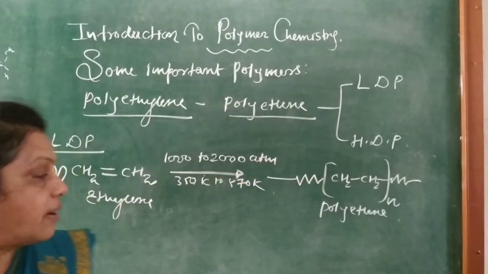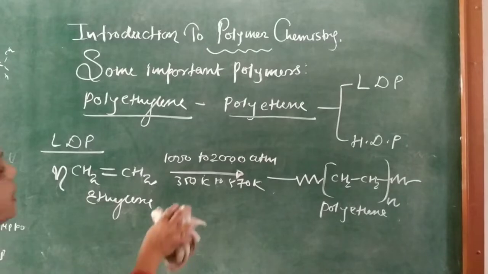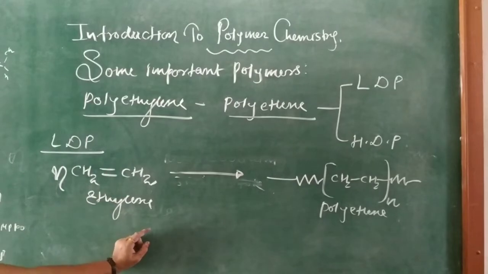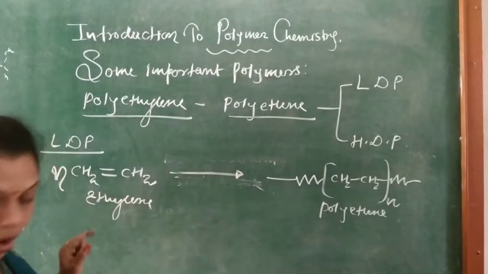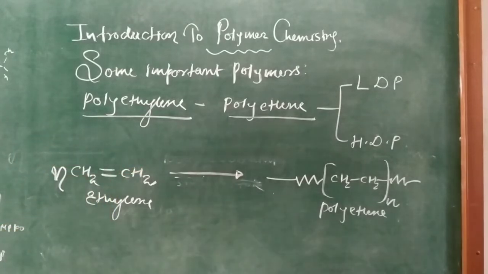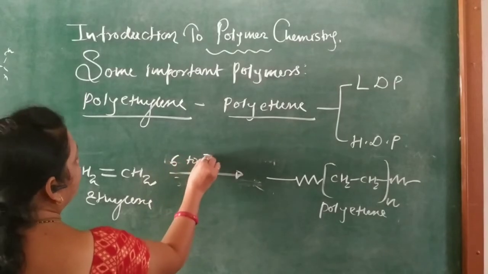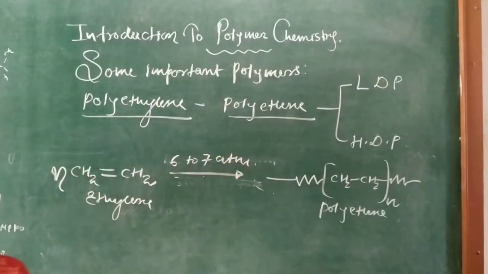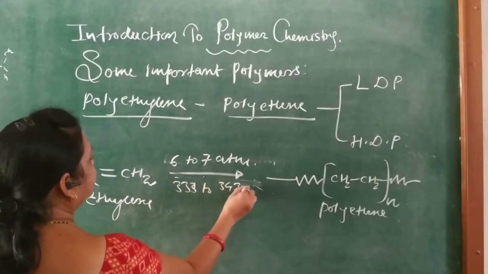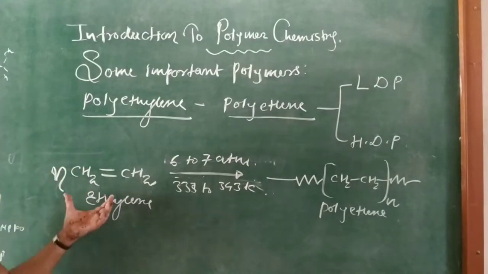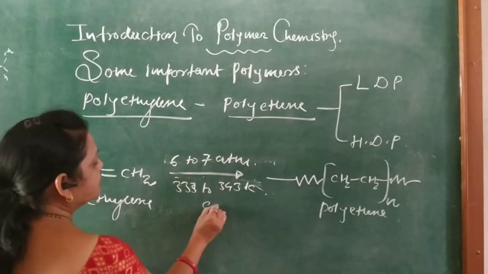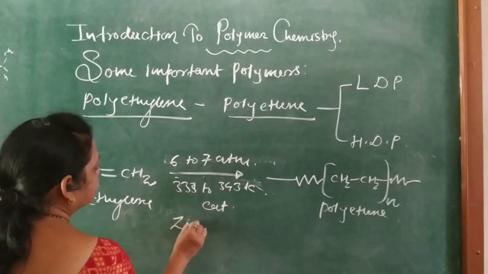Then the next one is the high density polymer. Here the monomer is again the same, ethylene, but ethylene is polymerized under different conditions, that is 6 to 7 atmospheric pressure and 333 to 343 Kelvin, in the presence of a catalyst, the Ziegler-Natta catalyst.